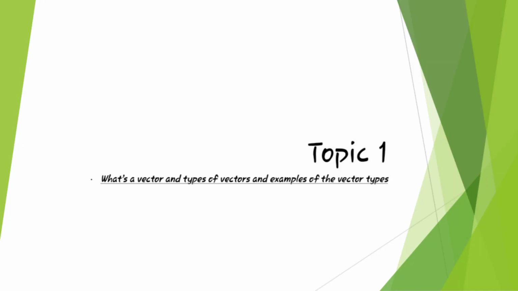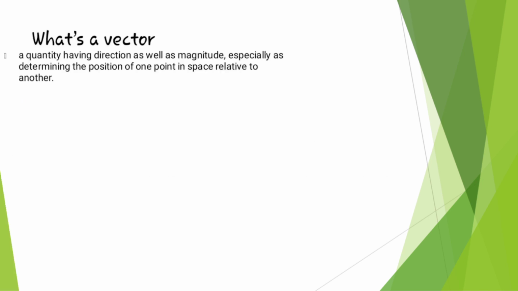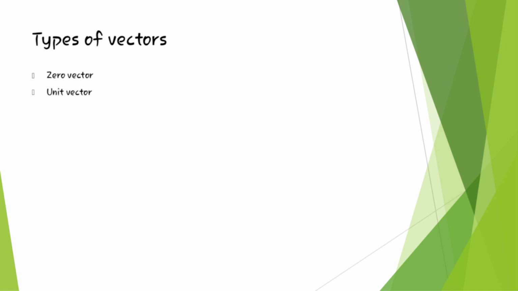Okay, good afternoon. I'd like to start with topic one: what is a vector, types of vectors, and examples of vector types. On topic one, we shall check what a vector is: a quantity having direction as well as magnitude, especially determining the position of one point in space relative to another. When we talk of a vector, we talk of magnitude as a basic tool in defining what a vector is. Then we shall look at types of vectors.